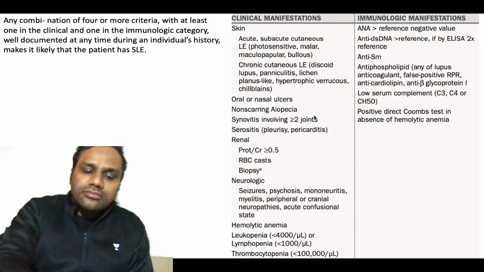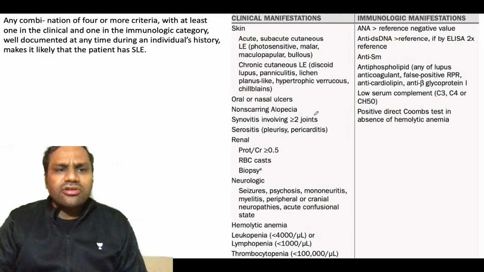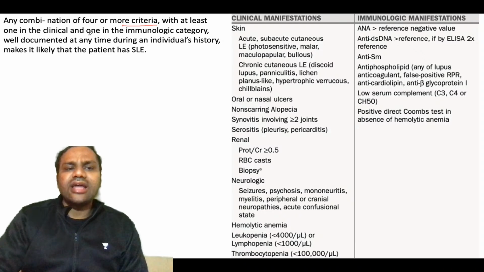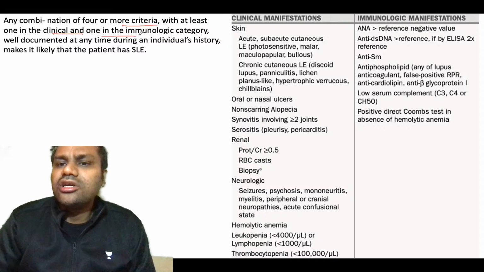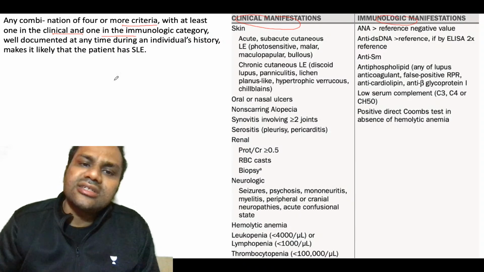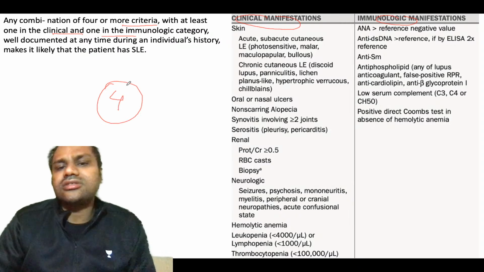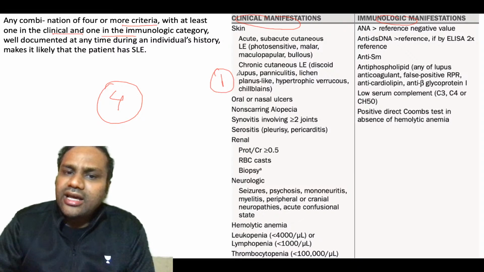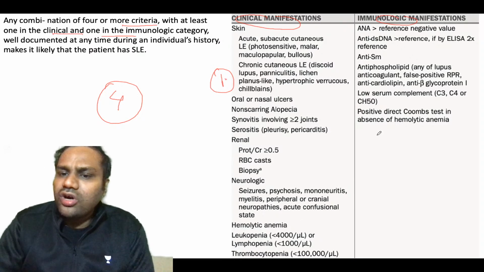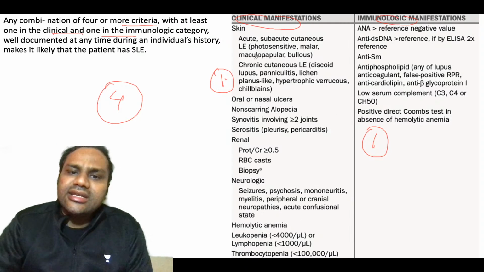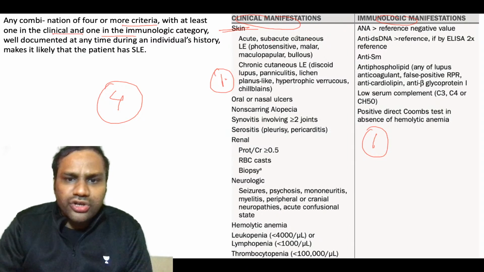Okay, so these are some of the diagnostic criteria. Any combination of 4 or more criteria with at least one clinical and one immunological. So you have clinical manifestations and immunological manifestations, and there should be 4 such criteria matching. At least one should be from clinical, and one should be from immunological manifestation.